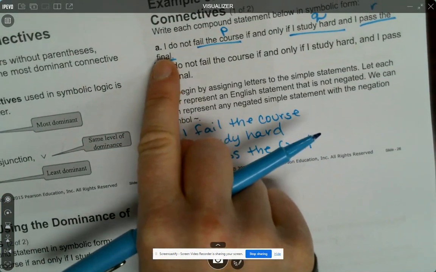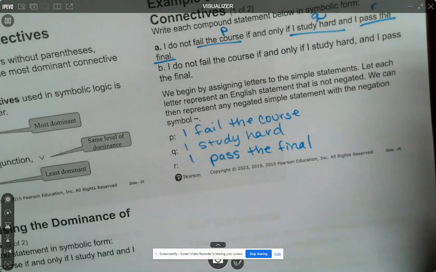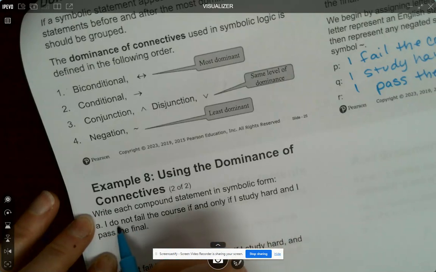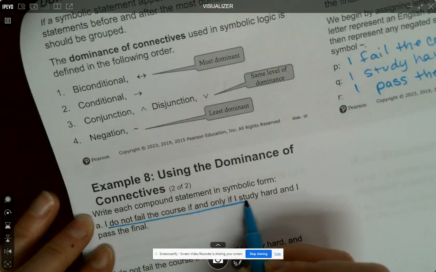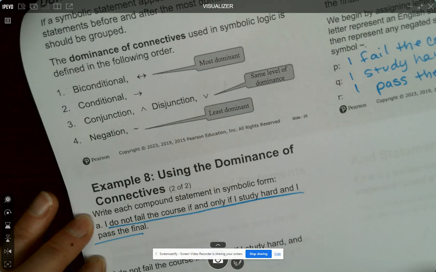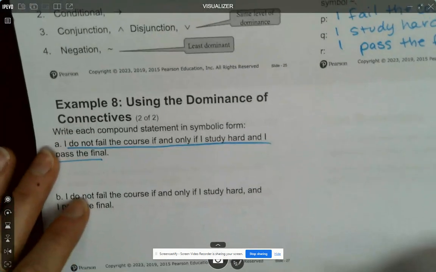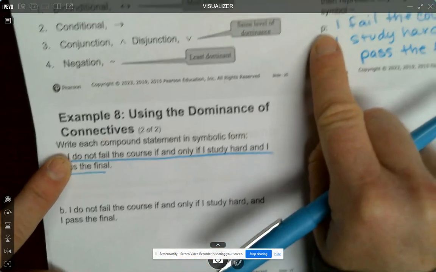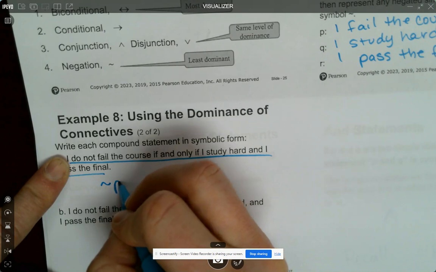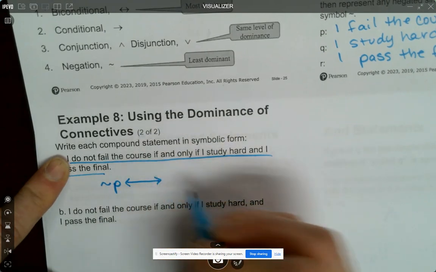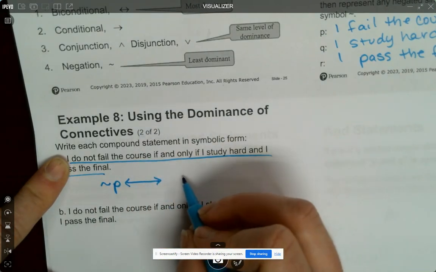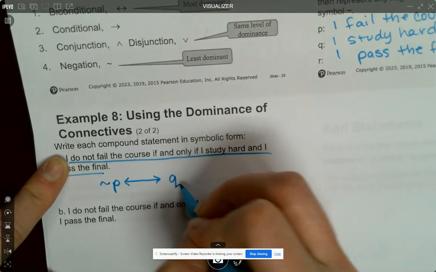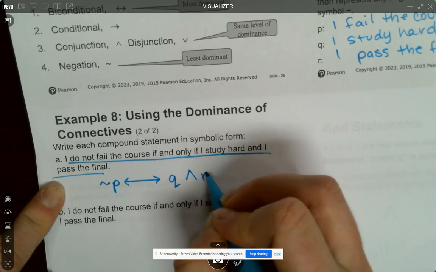So we are going to break these apart and write them with the symbols. So let's see. I do not fail the course if and only if I study hard and I pass the final. This doesn't have any comma, so we're just going to put it right in order. I do not fail the course. So P is I fail the course. So I do not fail the course, if and only if I study hard, would be Q, and I pass the final.